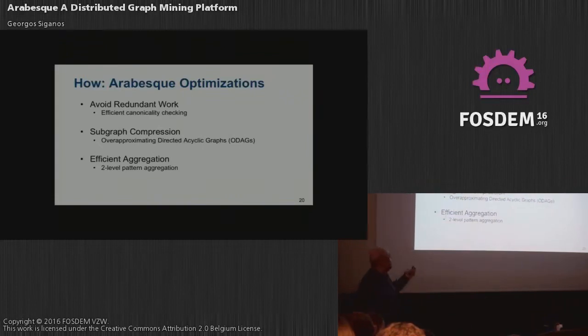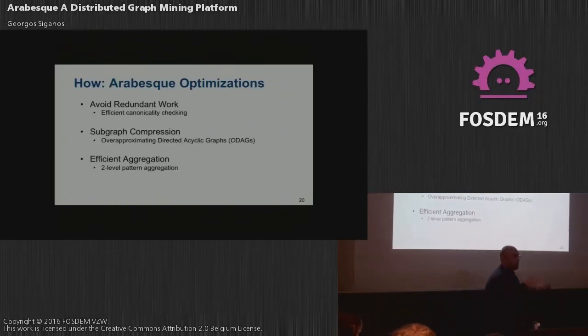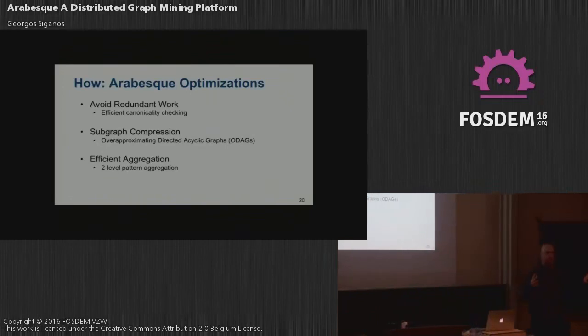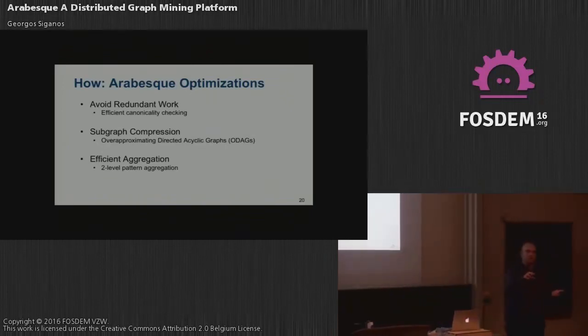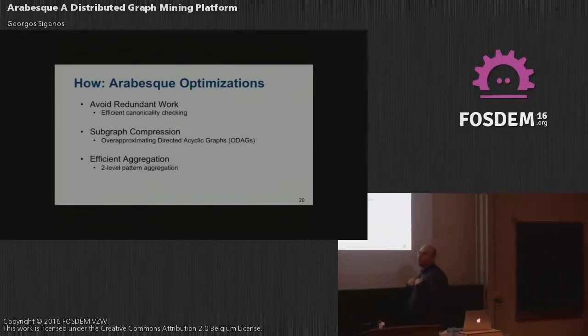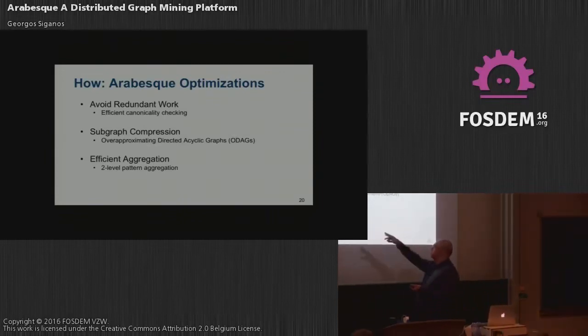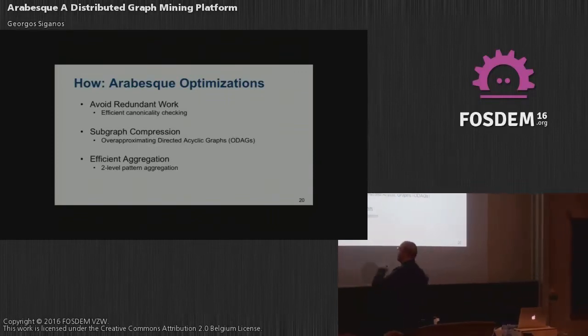We have very high subgraph compression, because remember the problem with graph mining is the explosion in the intermediate state. That's why the typical approaches work on a pattern level, because they don't want to instantiate all the embeddings; they generate them on the fly. We need them in order to distribute the load and avoid having hotspots, but we need to have them as compact as possible. So we have introduced the over-approximate directed acyclic graphs in order to do this. And we have an efficient aggregation based on the two-level pattern aggregation.